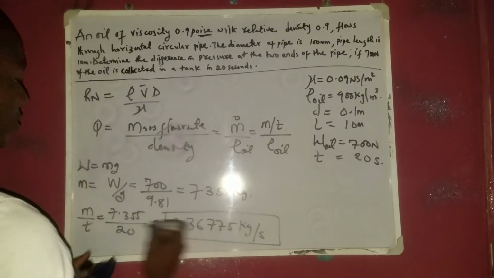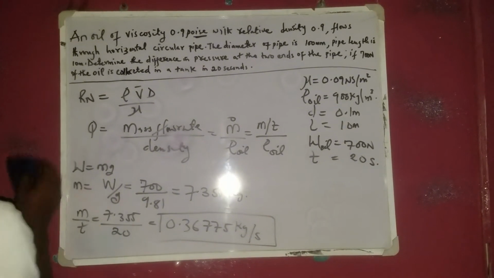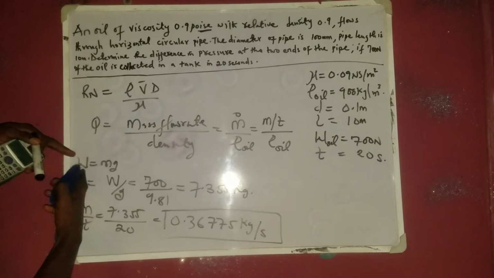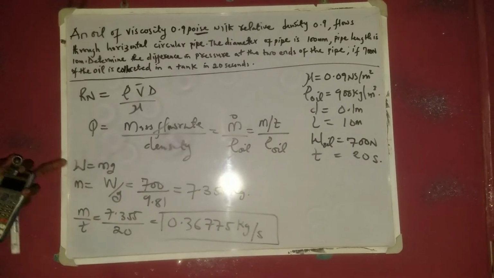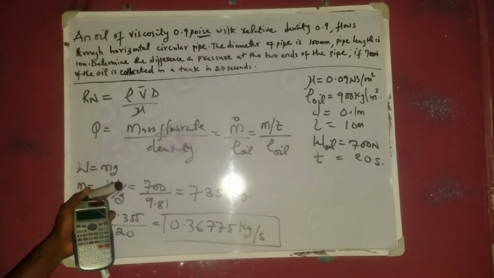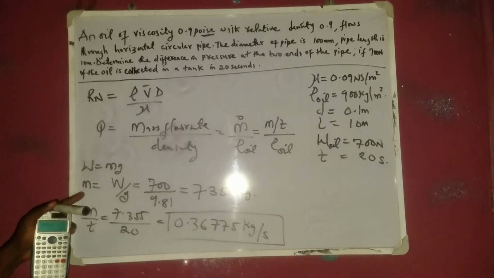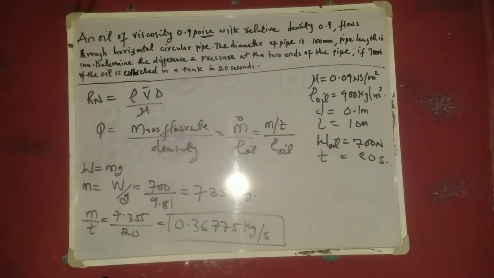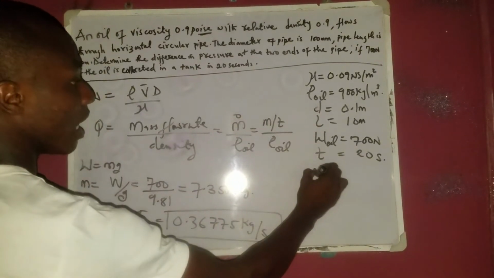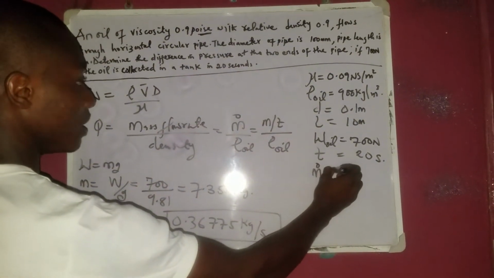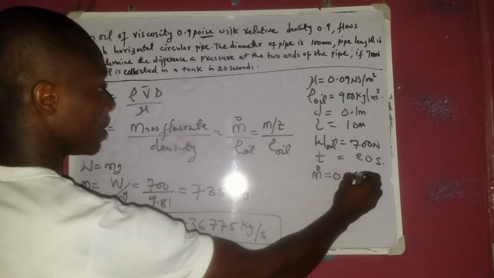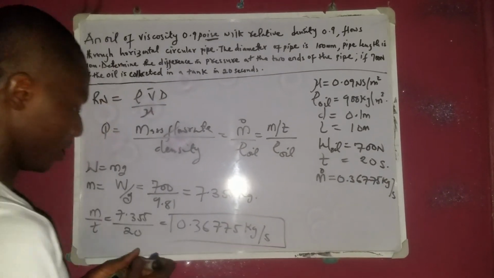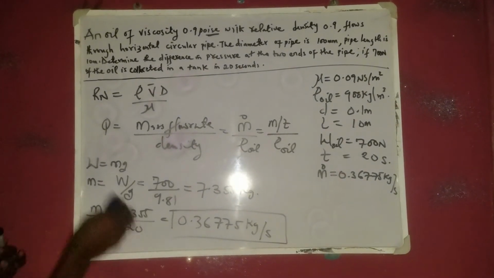Okay, so let me erase. So we started from the weight. We can always relate weight, mass, and acceleration due to gravity for us to get our mass. We divided by time to get our mass flow rate. Okay, so let me write the value somewhere. Our mass flow rate is 0.36775 kilogram per second, so that I can write this up.